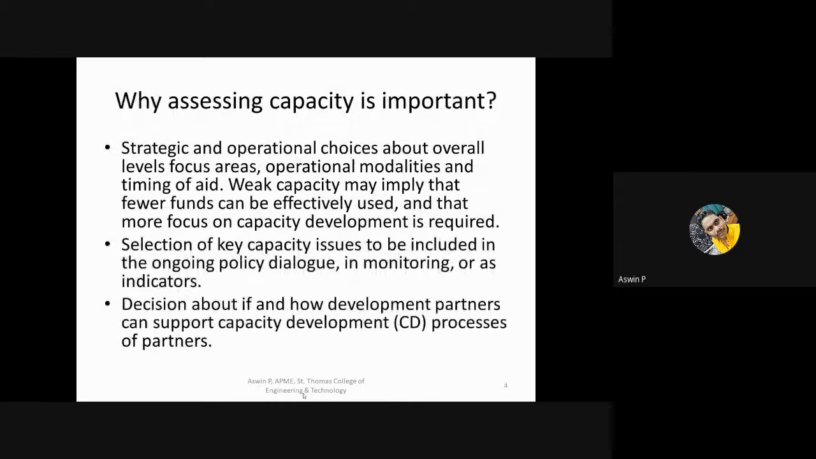Now, we will discuss why capacity assessment is important. In the previous classes, we have discussed capacity building and the need for capacity building. That is the reason why capacity is required. But when we are assessing that capacity, then only we can understand whether that capacity reduces the risk of disaster. That's the only reason why we are assessing capacity.